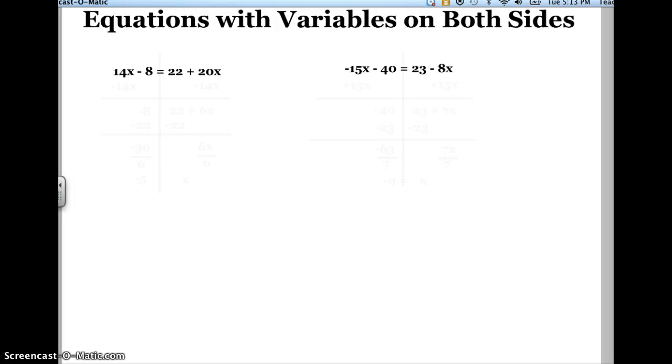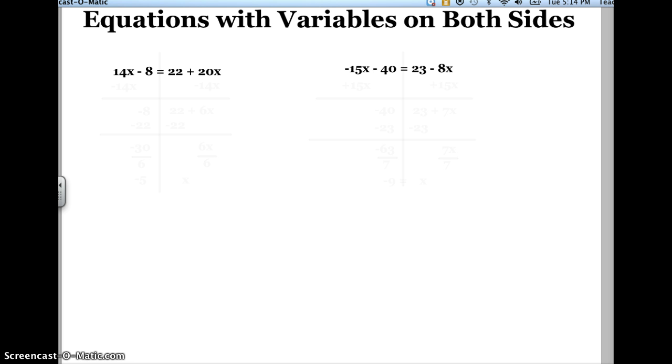Okay, Oak Rovers, this is going to be a video to help you solve equations that have variables on both sides of the equal sign. So let's look at the very first problem that we have up here. I have 14x minus 8 is the same as 22 plus 20x.